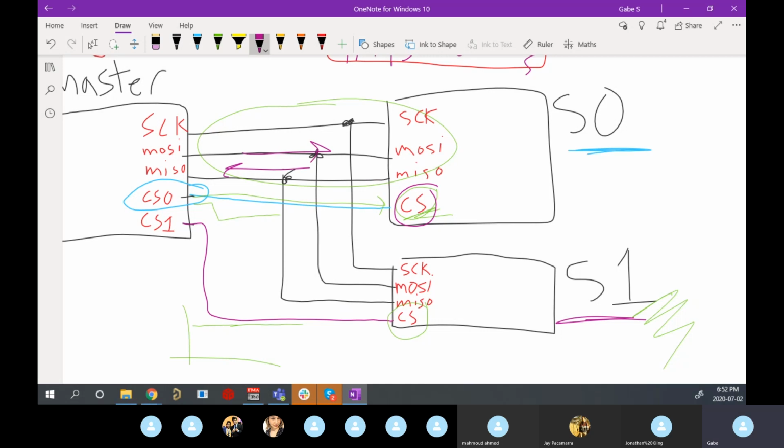Then when it's done, this chip select will go high to deactivate that chip. And then maybe it's this one's turn now, right? Maybe chip select 1, it's one's turn. They'll be activated by going low.